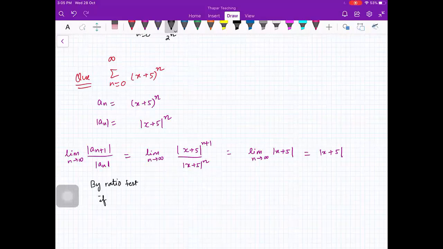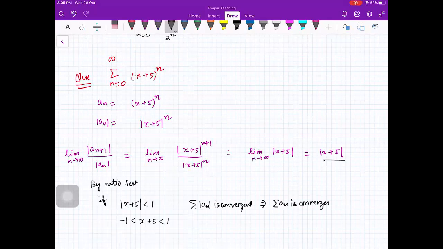if this limit mod of x plus 5 is less than 1, that is you have x plus 5 less than 1 and greater than minus 1, sigma mod of an is convergent. That implies sigma an is convergent. It means that this here is the interval of absolute convergence.